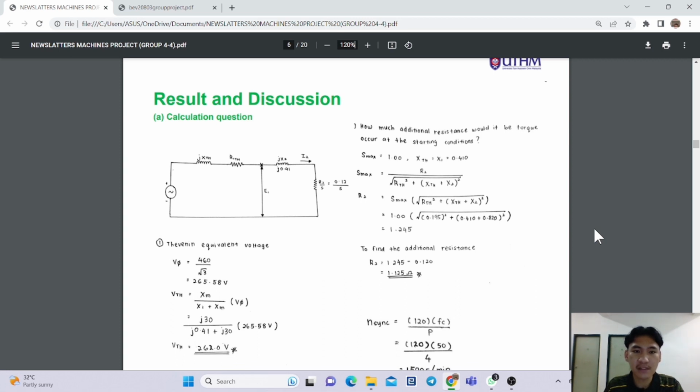Now, I'll explain the results and discussion, which is about the calculation questions that had been given from this instruction report. So, the first one, we need to find the Thevenin equivalent voltage. Firstly, we need to find the V phase with the formula. The rated voltage that we set, which is 460 volt, will be divided by square root of 3, and we will get the value of V phase is 265.58 volt.